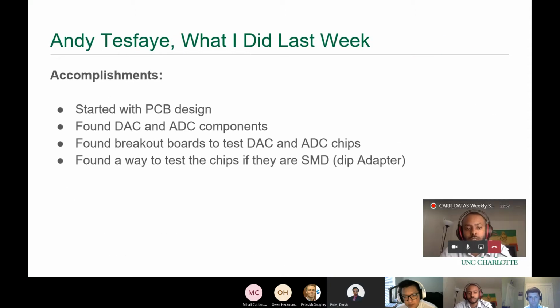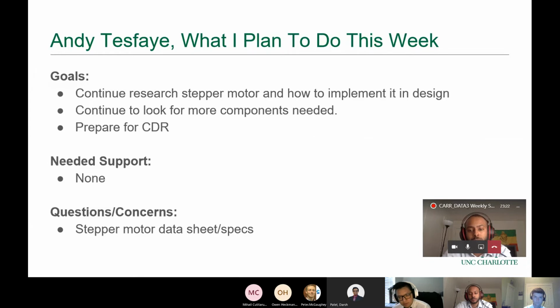Okay. For last week, I started with the PCB design, and I worked with the electrical team to find the components, the DAC and the ADC components. We found the breakout boards to test the DAC and ADC components. Also found a way to test the chips if they are surface mount, which is a DIP adapter. For next week, I plan to continue researching the stepper motor and how to implement it in our design. Also want to continue looking for more components that we may update. Also prepare for the CDR.